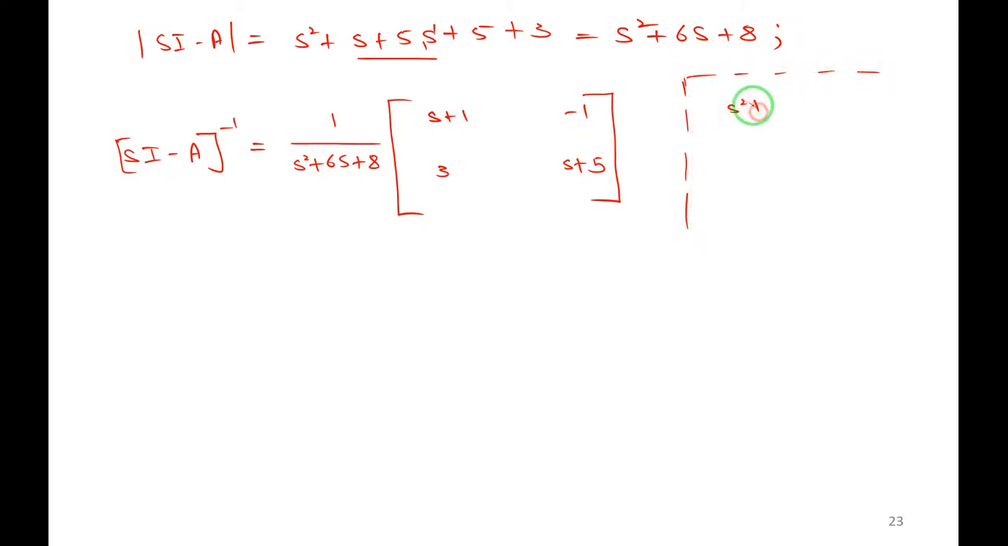So S square plus 6S plus 8. Let me use the calculator. Go to equation. The degree is 2, so A is 1, B is 6, C is 8. So the roots are S equal to minus 2 and the other root is minus 4. So I can write it as S plus 2 into S plus 4.